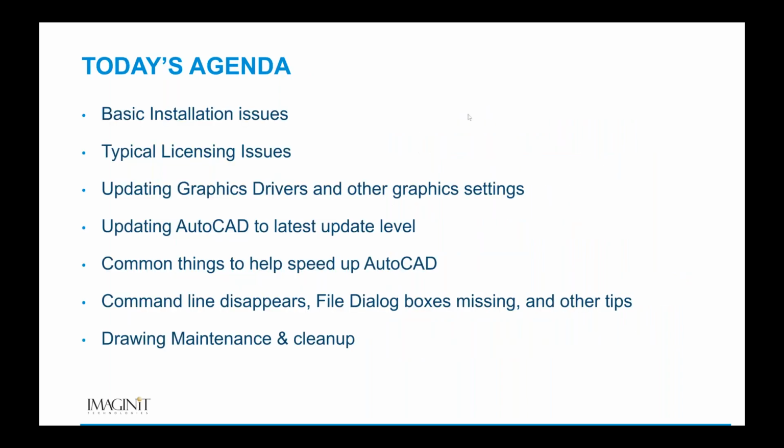So with that, we're going to get started. So today's agenda, we're going to talk about some basic installation issues, typical licensing issues and problems. We're going to talk about updating graphics drivers and other graphics settings to help make AutoCAD run more efficiently. We're going to also talk about updating AutoCAD to the latest update level. And then we're going to talk about some common things to help speed up AutoCAD just in general. And this applies to AutoCAD and all verticals. So if you are using Civil 3D, if you're using AutoCAD Architecture, MEP, etc., some of these things will help.